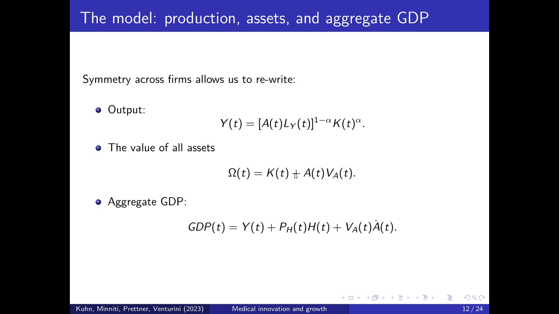The value of all assets is the value of physical capital plus the value of patents. The stock of patents is A_t and the value of a patent V_A, and that's also the value of a firm in the intermediate goods sector, because the firm uses the discounted stream of operating profits to pay for the patents. And aggregate GDP would be output at time t plus the value of output in the healthcare sector plus the value of output in the R&D sector, which is the change in the stock of blueprints, so the newly produced blueprints, multiplied with the value of blueprints V_A.